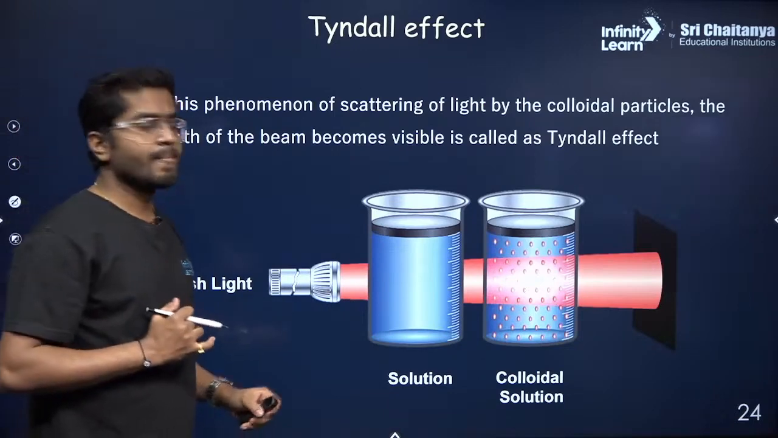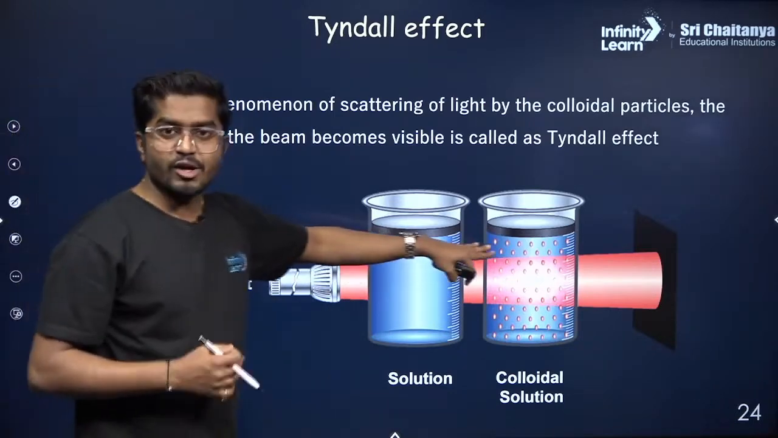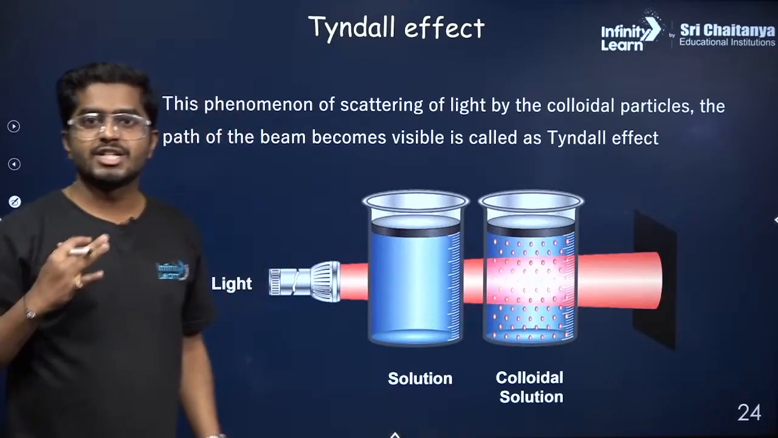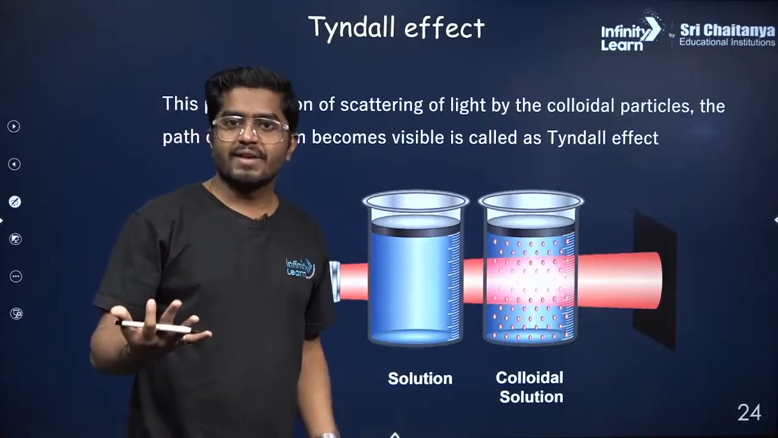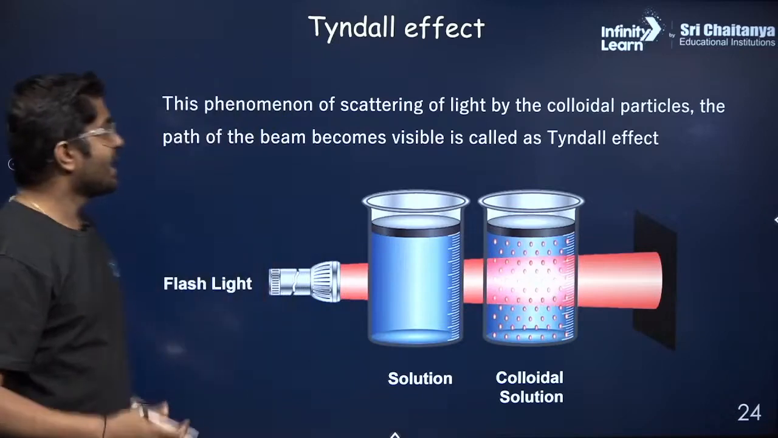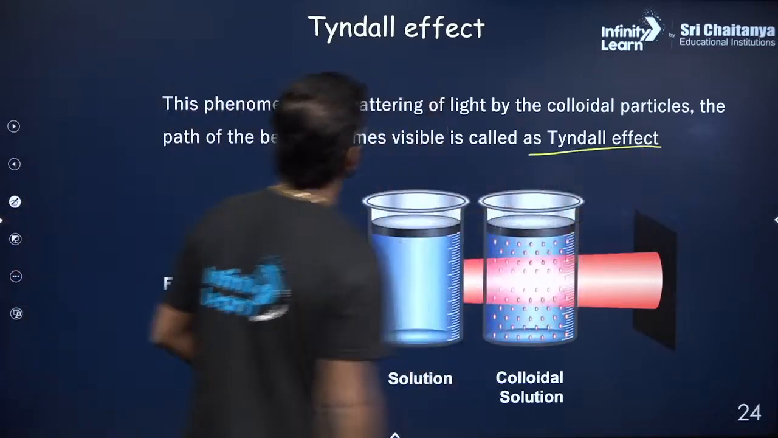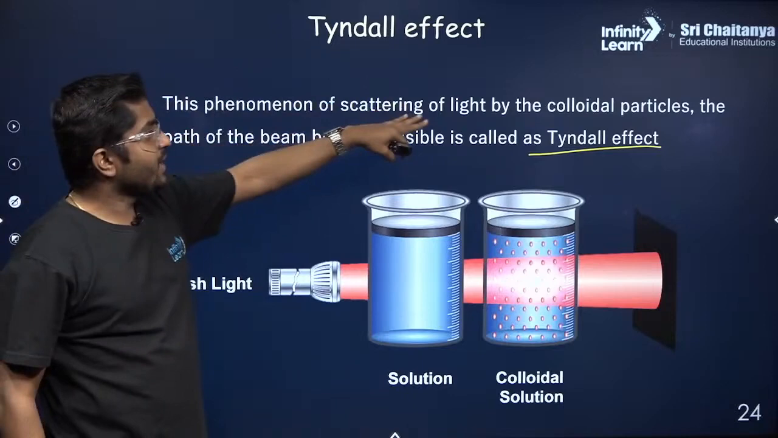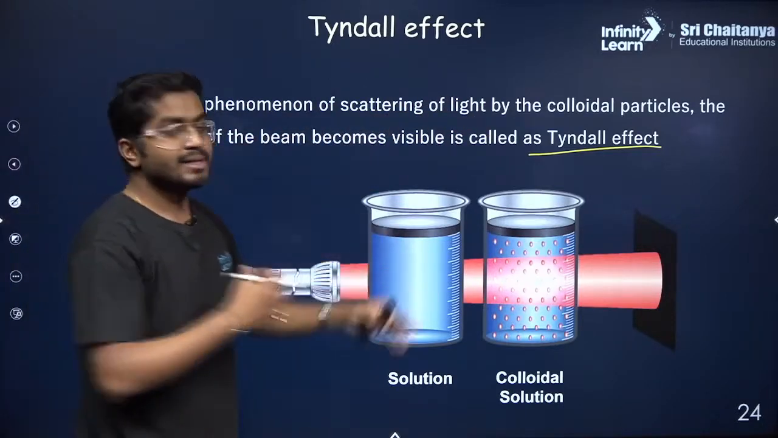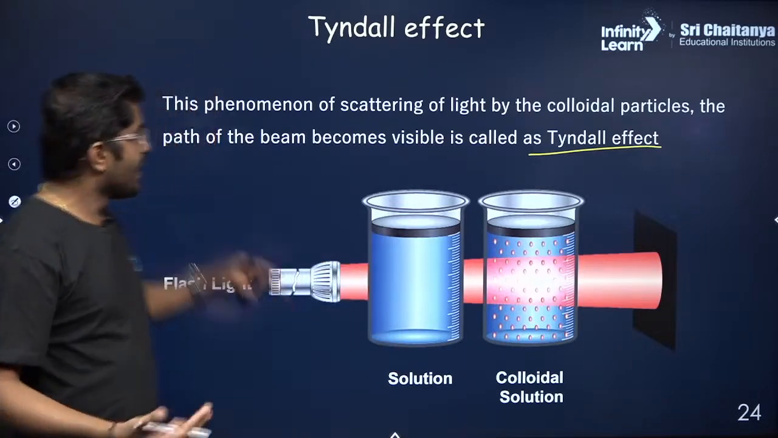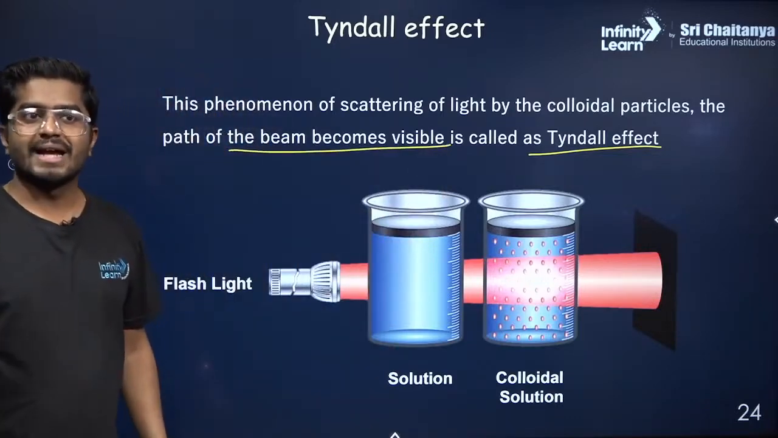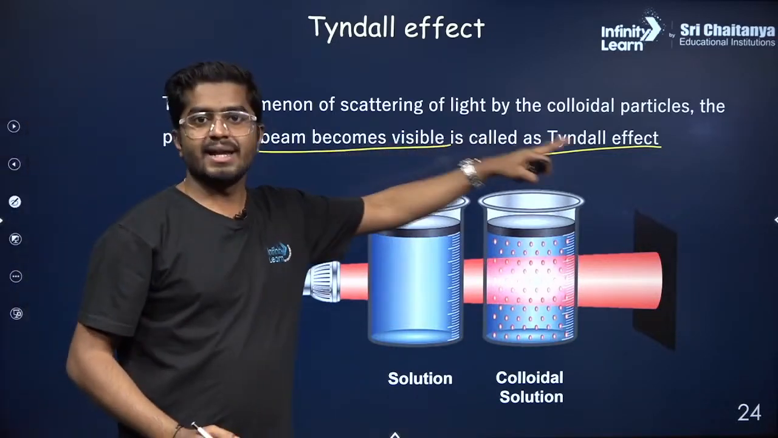So why does it appear? What happens is that when this flashlight or laser light falls onto the suspended particles, there is a diffused reflection, and this diffused reflection shows us the path of light. This phenomenon is called the Tyndall effect. So when there is scattering of light by the colloidal particles present in the solution, there is a diffused reflection or scattering of light, and because of that the beam or the path of the light is visible. This is called the Tyndall effect.